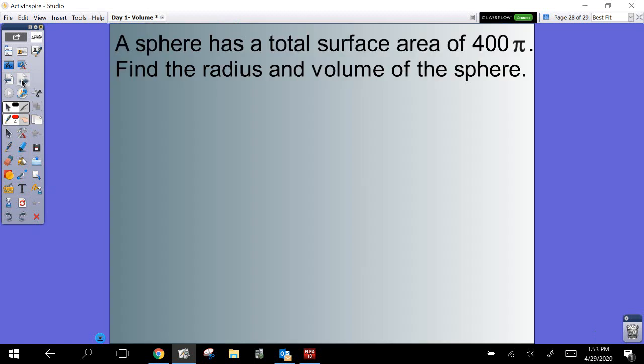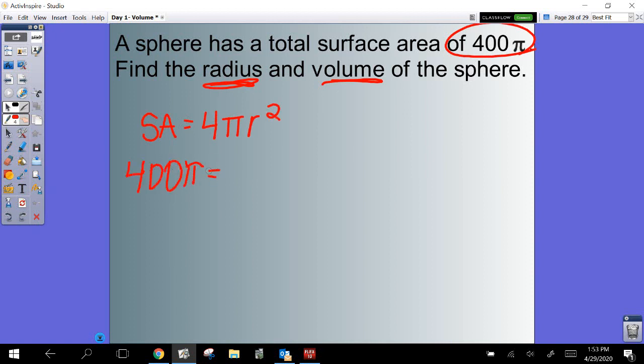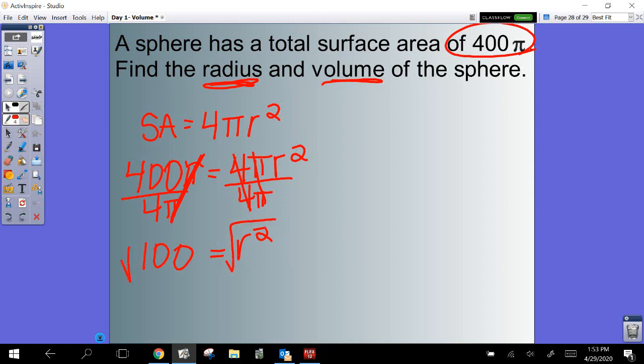The only other way you might see this get a little bit more complex is if I do something like this. A sphere has a total surface area of this. Find the radius and the volume. So if I know my surface area is 4 pi r squared, so if the surface area is this, can you find the radius? I can divide by 4 pi. That's going to leave me r squared equals, those cancel out. What's 400 divided by 4? 100. How do I get r by itself? My radius is 10.